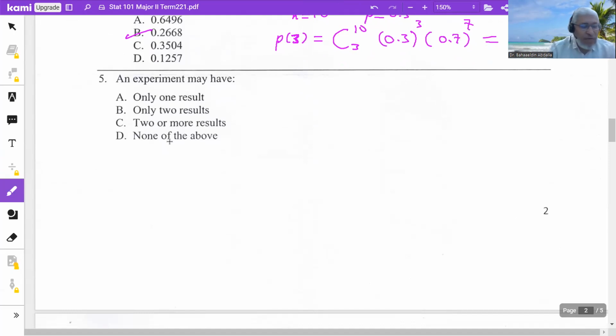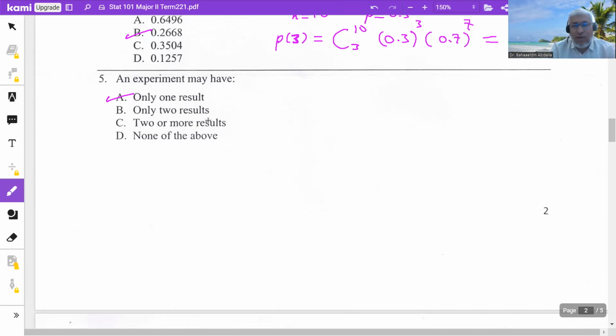Part B. An experiment may have only one result, two results, two or more, none of the above. Well, the definition of the experiment: an experiment is a process that produces a single outcome. So only one result. For example, if you toss a coin, you will get a single outcome, either head or tail. Of course, the different possibilities of the outcomes, this is called the sample space. But when you do an experiment, when you select something, you select only one.